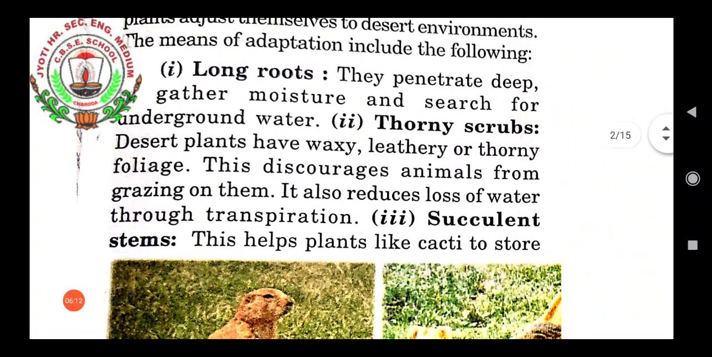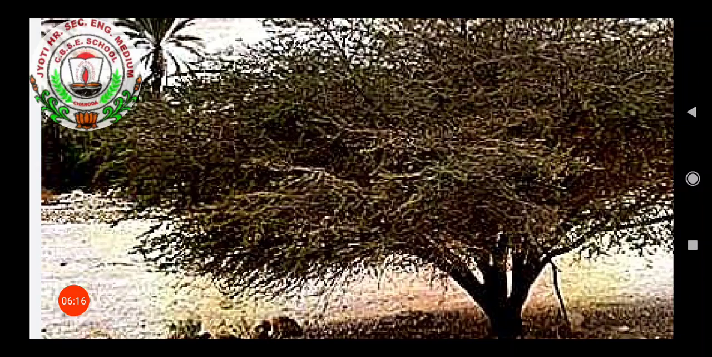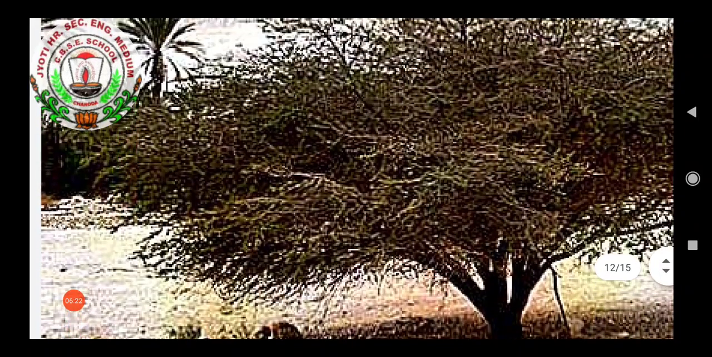Okay, one picture I will show, that is of thorny scrub. See, this is the picture of thorny scrub. You can easily see it has thorns, and these thorns do not allow animals to graze the plants.